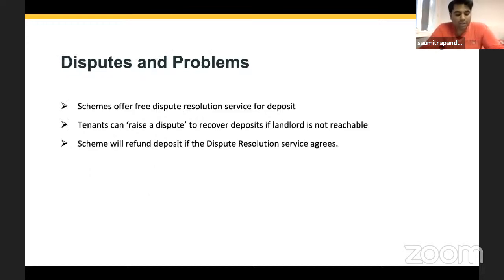TDP offers a free dispute resolution service if a tenant disagrees with the landlord about how much deposit should be returned. A tenant can raise a dispute to get their deposit back if they can't contact their landlord and their deposit is held by one of the approved TDP schemes, that is My Deposits, TDS, and Deposit Protection Service. The TDP scheme will refund the deposit if the dispute resolution service agrees. In the next slide, I'm going to talk about the deposit protection scheme.